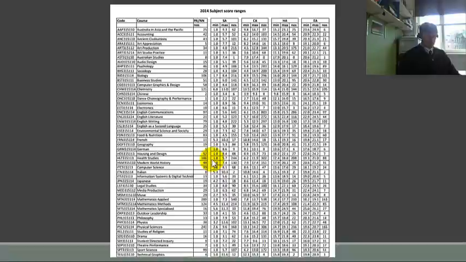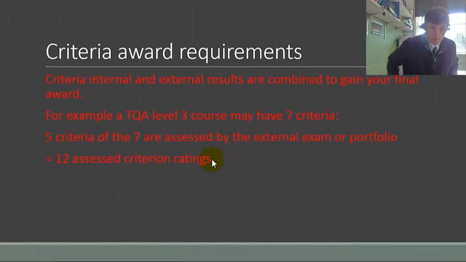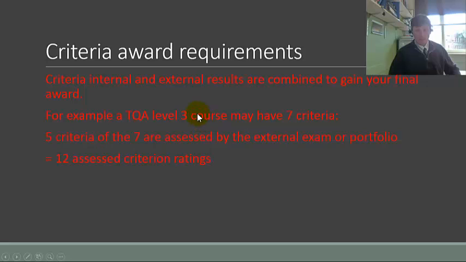Now I want to talk to you about criterion award requirements. Every subject has got external criteria and internal. I'm going to use an example where there are 7 criteria in this course, of which 5 will be externally assessed. So 5 plus 7 equals 12 totally assessable criteria ratings that you get at the end of the year.